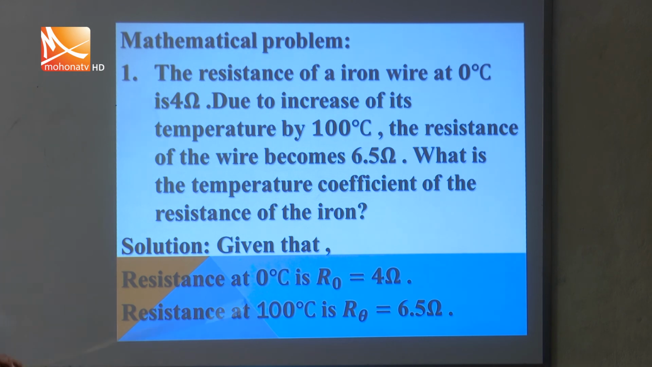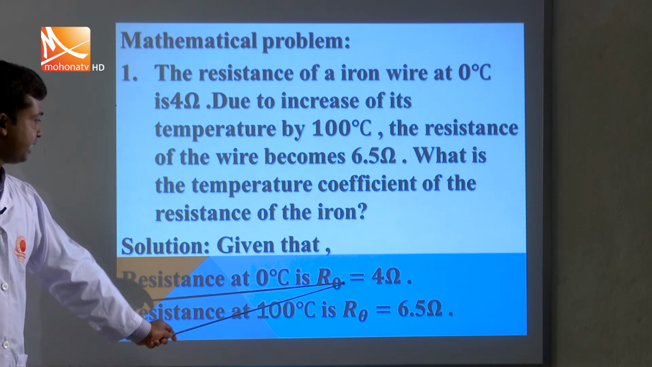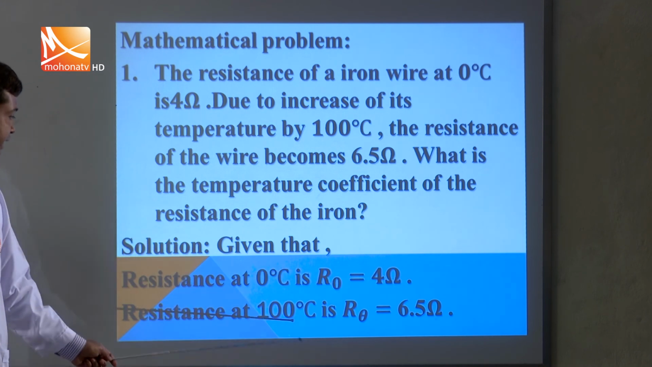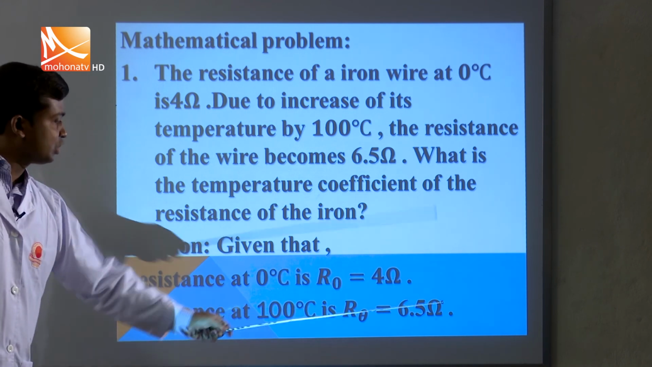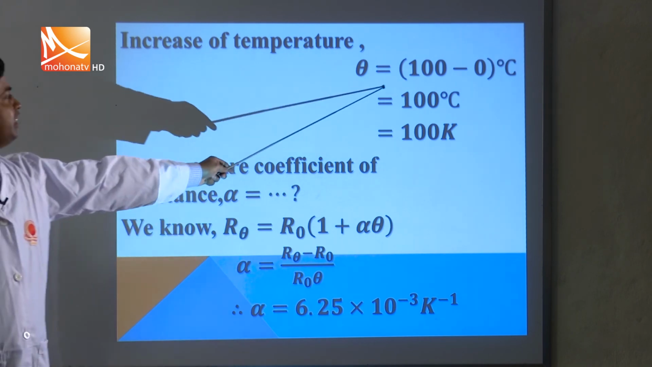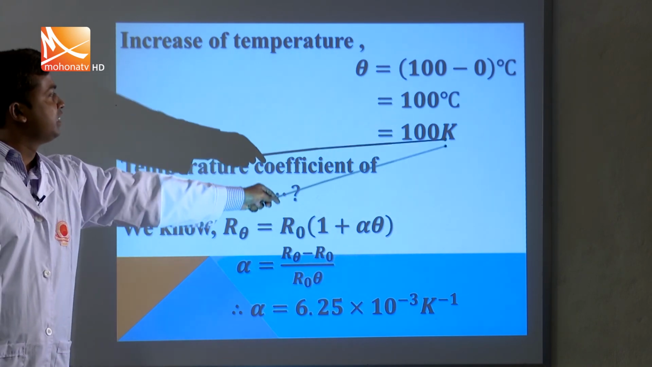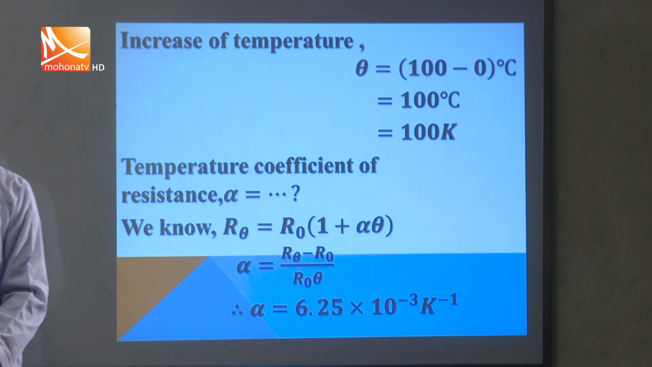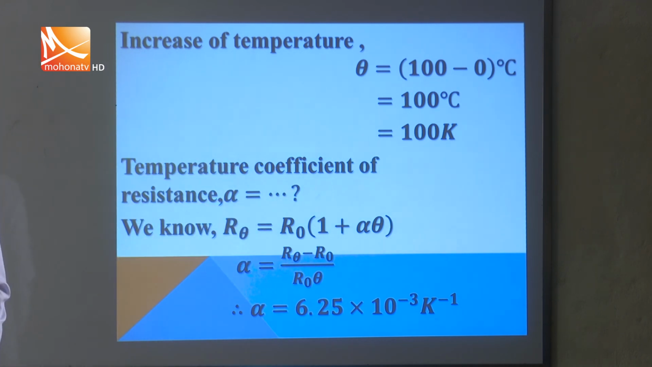So, what is the given information? Number 1, resistance at 0 degrees, R naught, is 4 ohm, and resistance at 100 degrees, R theta, equals 6.5. So, what is the increase of temperature? That is 100 degrees minus 0, that is 100 degrees Celsius. For a difference, you can easily write that a degree Celsius equals a Kelvin.